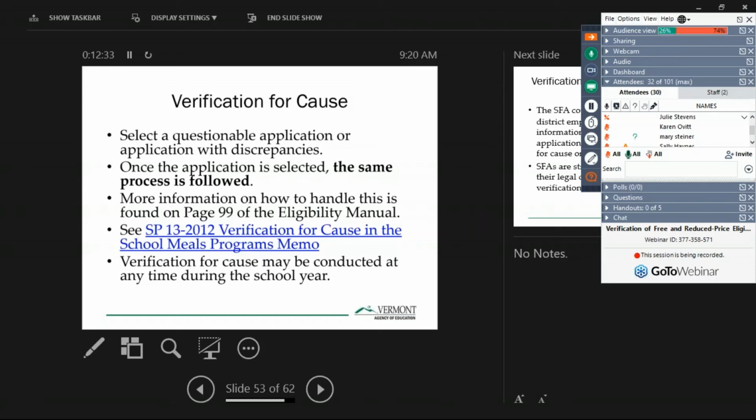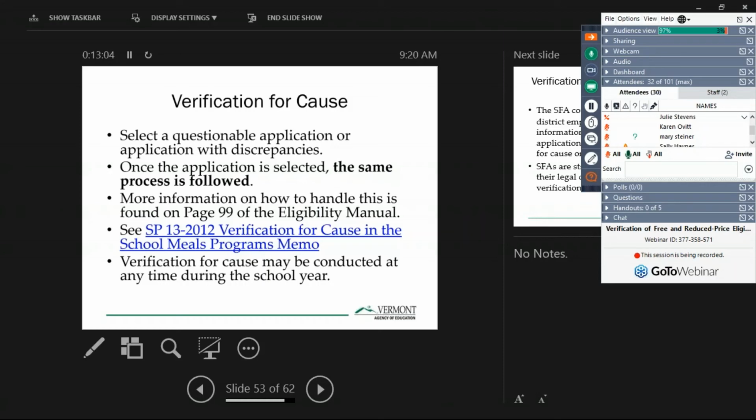You send them the same notice to the households, you collect the same information, you give them that same follow-up attempt, it's the same template letters. There's nothing different about that process except for that initial selection of the application. And I really want to make sure that that's understood by folks, so that beginning part is the only thing that should be different.